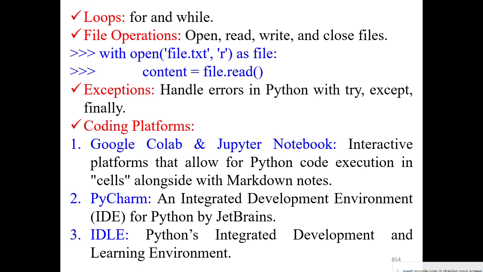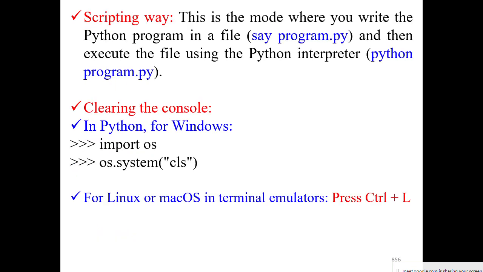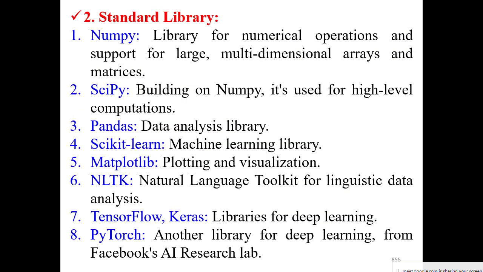Coding platforms we have are Google Colab, Jupyter Notebook, PyCharm and IDLE, etc. And standard libraries like NumPy, SciPy, Pandas, scikit-learn, Matplotlib, NLTK, TensorFlow, PyTorch, etc. NumPy is for numerical operations, numerical Python, arrays for multidimensional matrices. SciPy is scientific Python, building on NumPy, used for high-level computations.